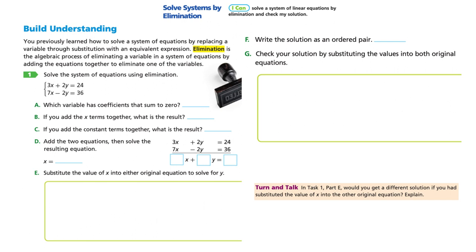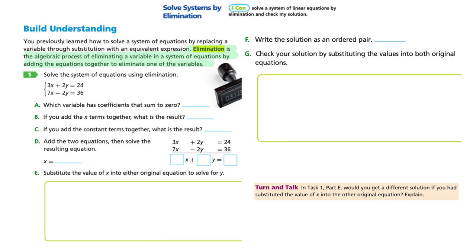You previously learned how to solve a system of equations by replacing a variable through substitution with an equivalent expression. Elimination is the algebraic process of eliminating a variable in a system of equations by adding the equations together to eliminate one of the variables. So this is really cool. So let's highlight that.